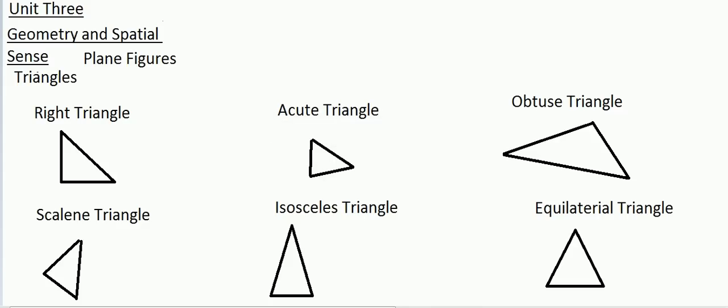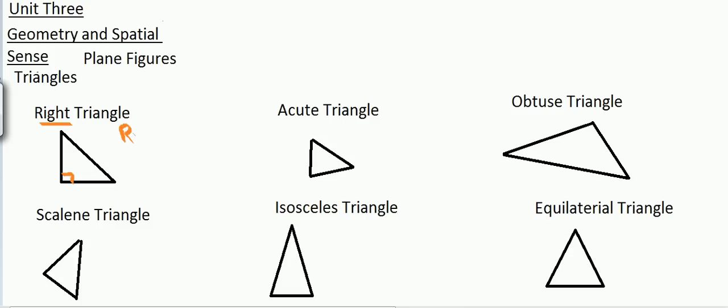We will begin by reviewing plane figures, or those figures that lie in a plane. And we'll start with triangles. The first triangle we'll talk about is a right triangle. A right triangle has an angle that is right.